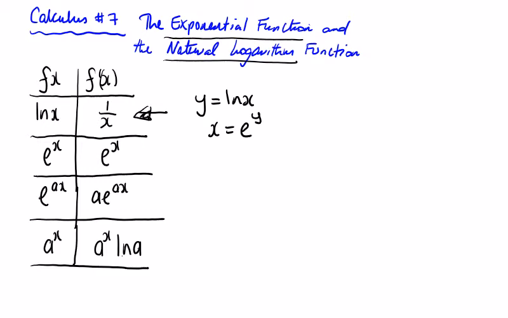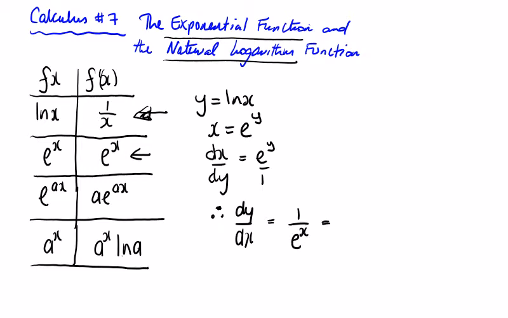And based on our rules of differentiation, where e to the power of x goes to e to the power of x, dx/dy is equal to e to the power of y. So therefore, dy/dx, if we invert these fractions, is equal to 1 over e to the power of y, which is equal to 1 over x, as up here x is equal to e to the power of y. So the natural log of x goes to 1 over x.